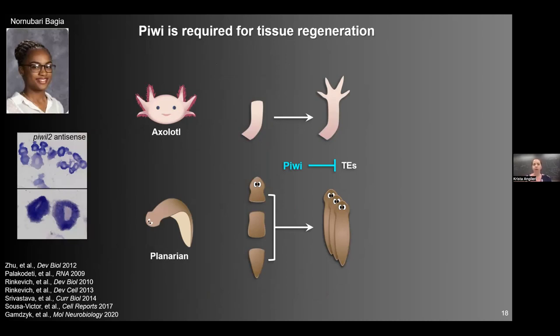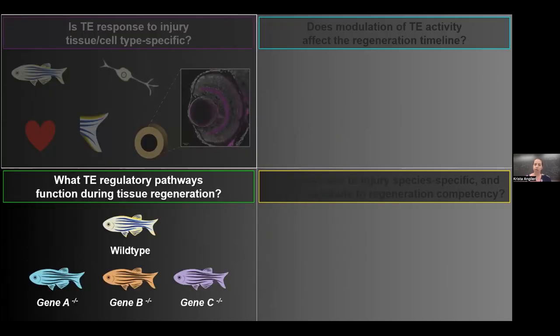So this is a major mechanism of transposon repression in animal gonads, as shown in the in situ hybridization done by Nornavari. And we know that these PIWI proteins are actually required during regeneration in both axolotl limb and the planarian, such that if you lose PIWI expression, you impede tissue regeneration. And so there isn't a whole lot of other, unfortunately, repression information out there during regeneration regarding transposon repression in particular.